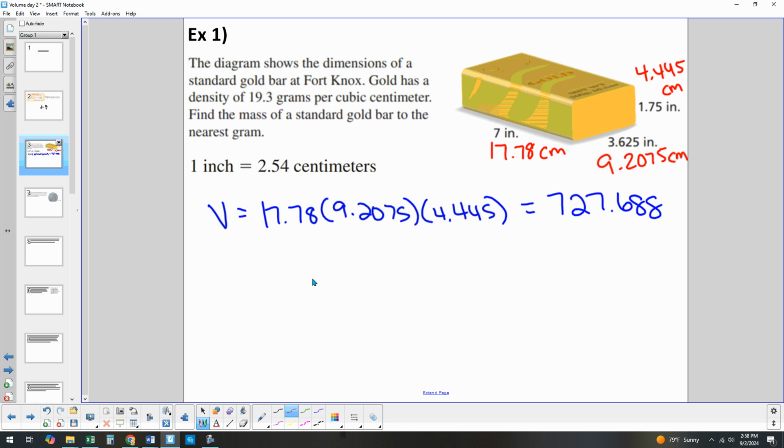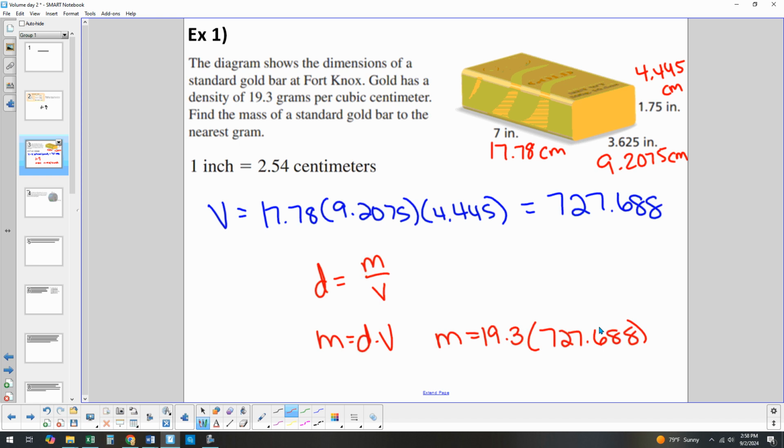So if density equals mass over volume, and we're solving for mass, mass equals density times volume. So mass, or weight, is the word we kind of use for it, but it doesn't really mean weight, but we're using it to mean weight, will equal 19.3 times our 727.688. So I get a mass, and they're asking to the nearest gram, so we're going to go nearest whole number, of 14,044 grams.